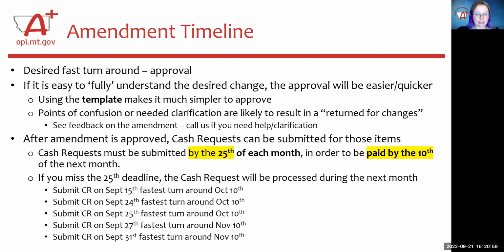If you miss the deadline of the 25th, you're not in trouble. But it won't be able to be processed until the next month. So let's say you miss the deadline of September 25th and you submit a cash request on September 27th. Darn it, the next time that that would be processed and paid out to you would be on November 10th, which would be the next month's payout. So hopefully that makes sense.